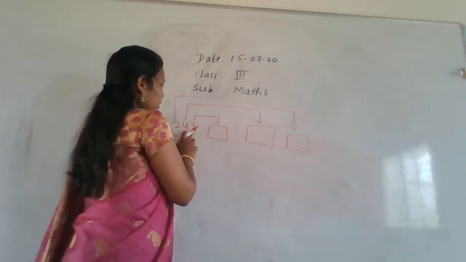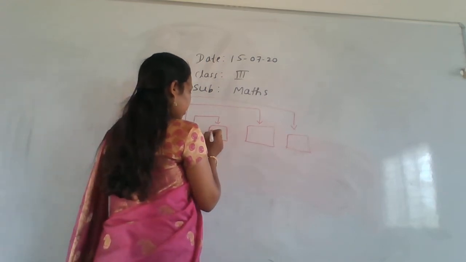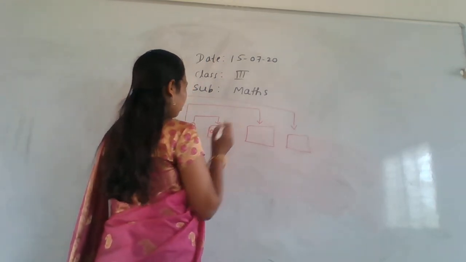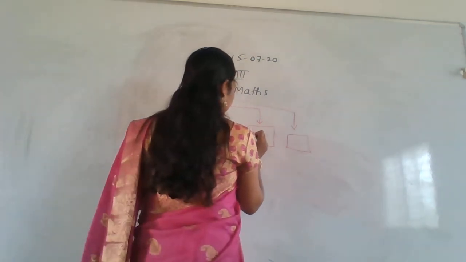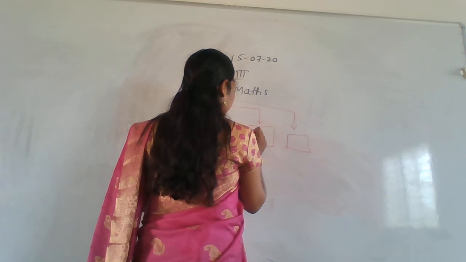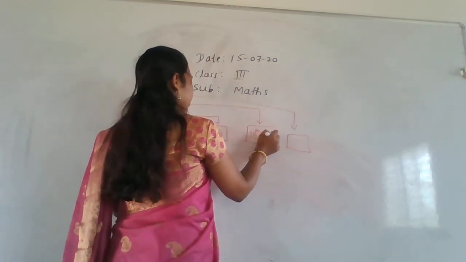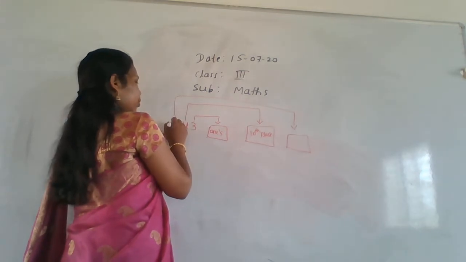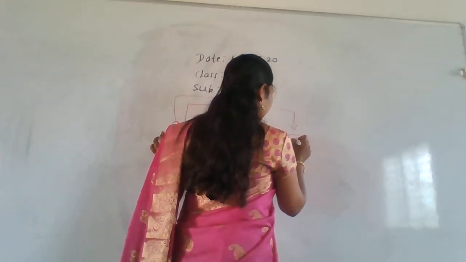See everyone here. 3 is in which place? It's in the ones place. Right, here, ones. Okay. Next, 4 is in which place? Tens place. Okay. Next, here 2 is in which place? It is in the hundreds place.